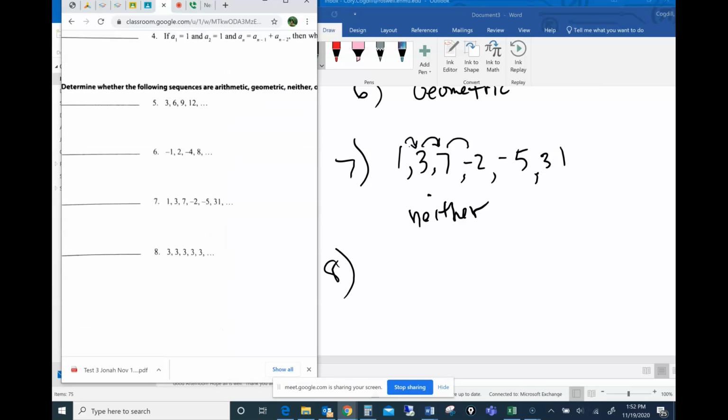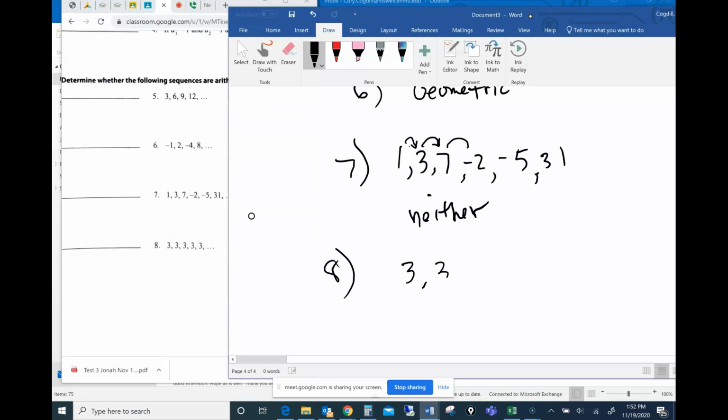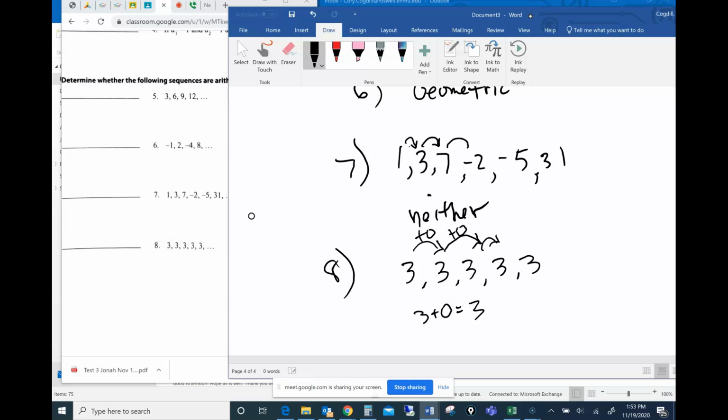Now number 8 was just a bunch of 3s. And this one is kind of odd, and that's why I gave it to you. If you were in class yesterday and listening to me talk, then I told you the answer to number 8. However, some of you still missed it. I don't really know how that happened. But if we added 0, we could get the next number. So 3 plus 0 is 3, and then 3 plus 0 is 3. So it could be an arithmetic.